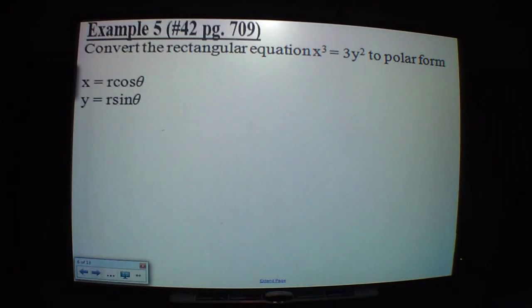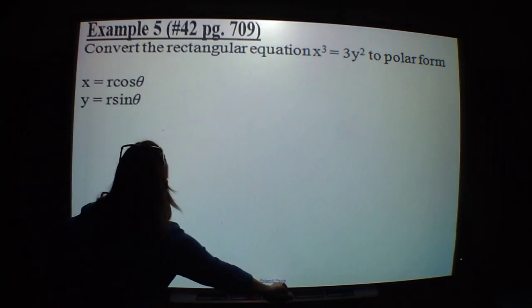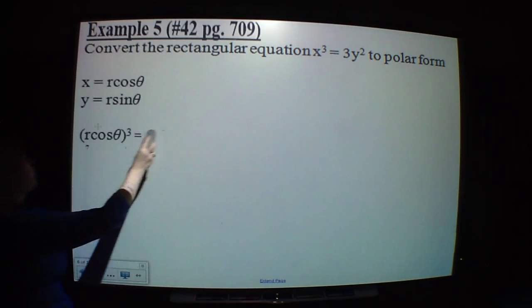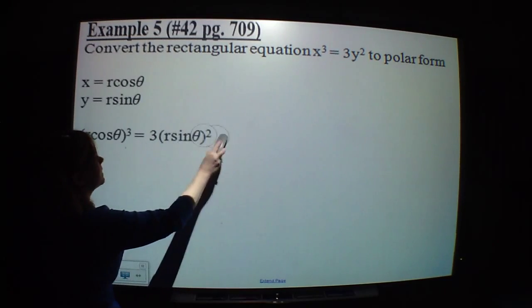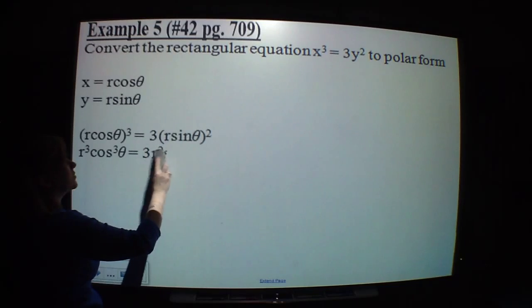Next one, convert the rectangular equation, x cubed is equal to 3y squared, to polar form. Remember that x is r cosine theta, because cosine is x over r. And y is r sine theta, because y over r is sine. So instead of x cubed, you're going to put r cosine of theta, cubed. So there is x cubed is equal to 3 times y squared. Y is r sine of theta. This would be r cubed cosine cubed. This would be 3 r squared sine squared.